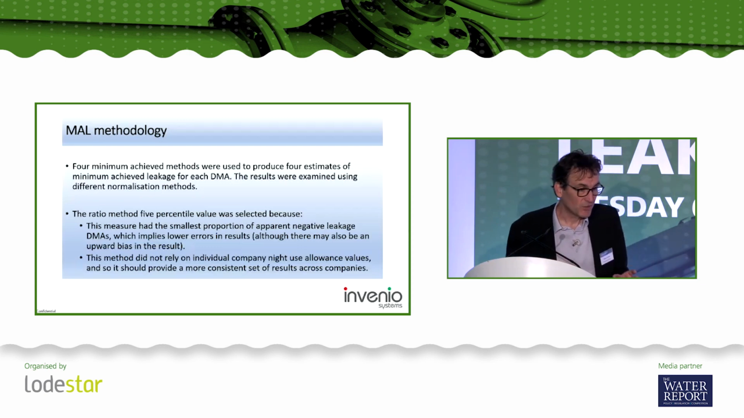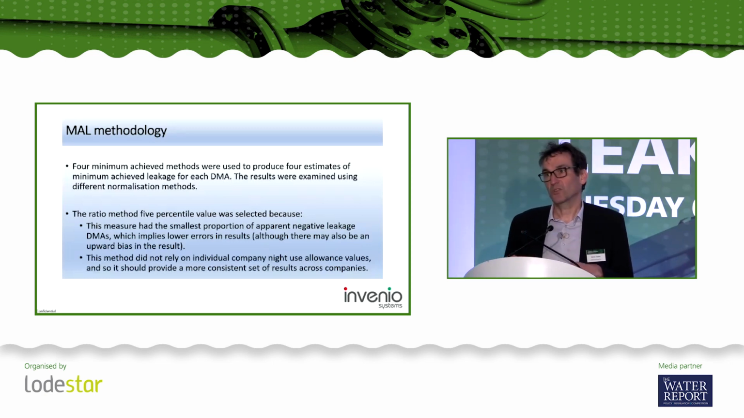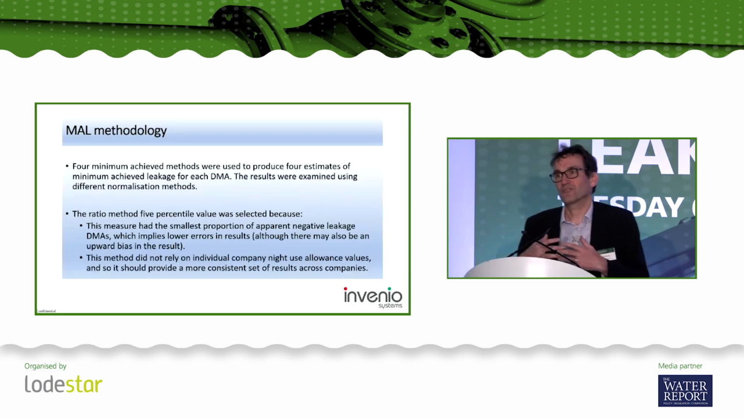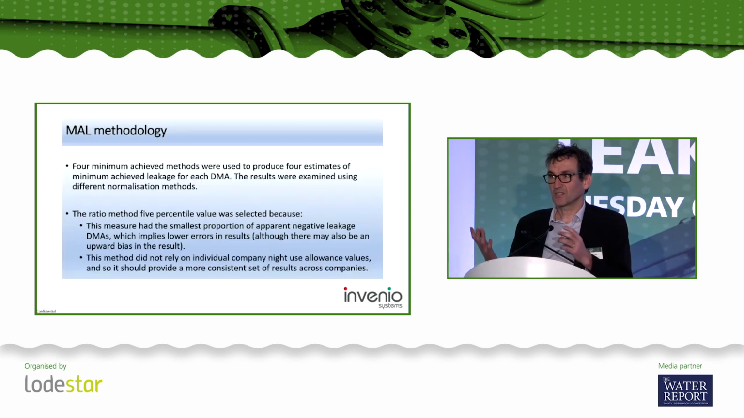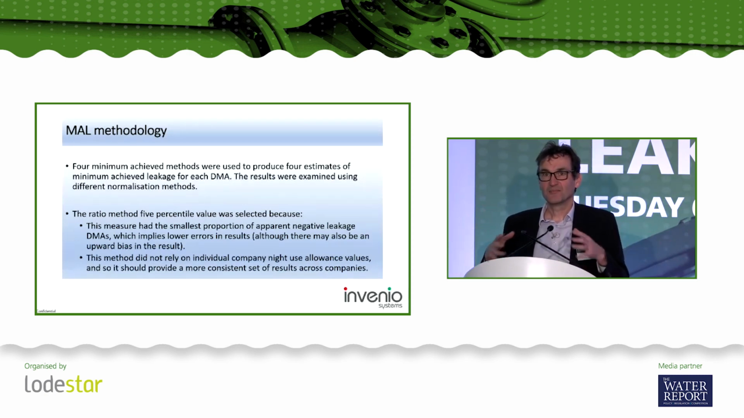So for stage 2, we used 4 different methods to estimate what the minimum achieved leakage was, because we had data from 11 different organizations, and they've all got quite different numbers in terms of household night use, non-household night use, and while accepting that water companies do have different levels of leakage, it's very difficult to bring all that data together and compare it equally.